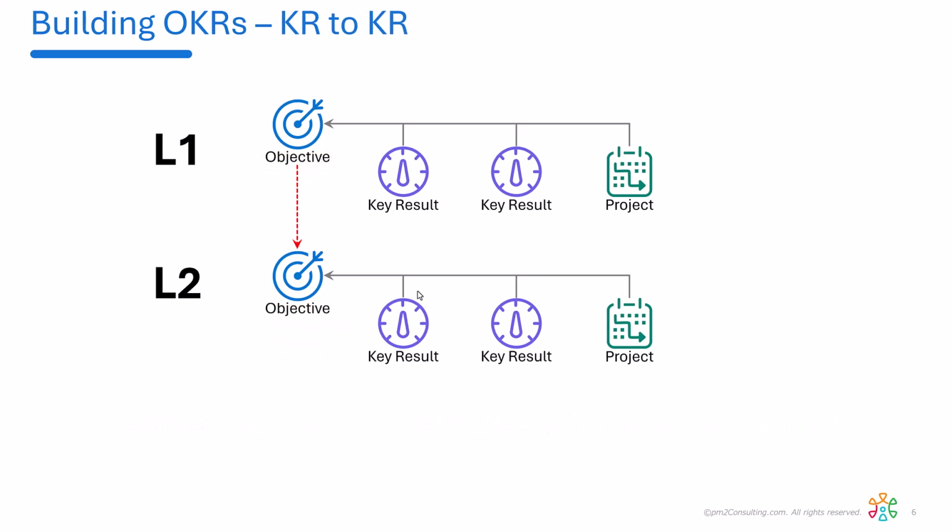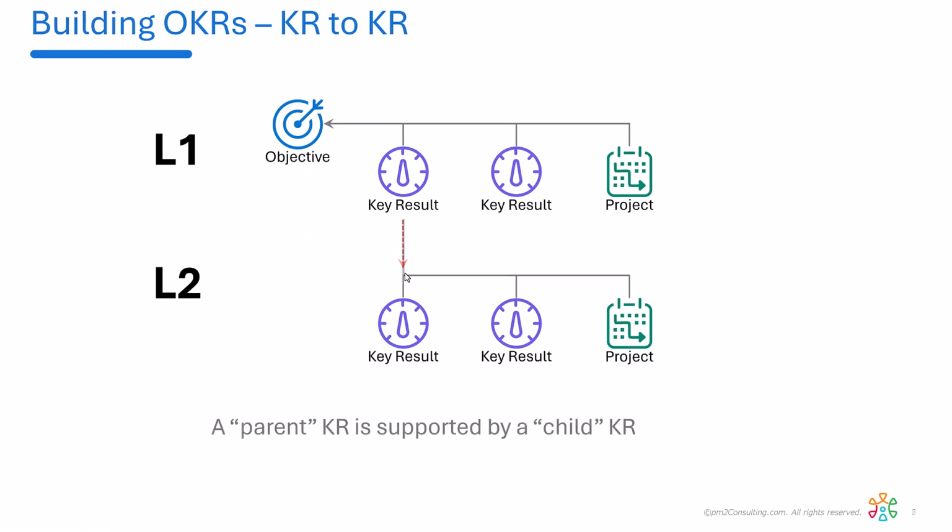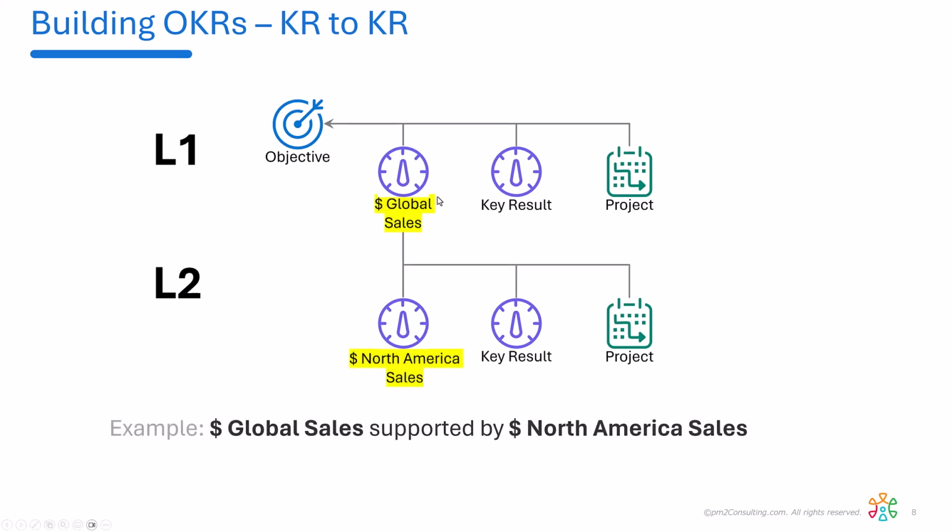Option number 2 is key result to key result. So instead of it being objective to objective, let's imagine the connection is key result to key result. And that framework allows us to describe where key results aggregate up. So an example might be the top level is dollar global sales, and that's supported by dollar North American sales, dollar APAC, and so forth. So that's key result to key result, building structure number 2.